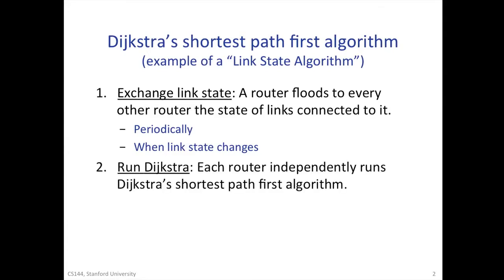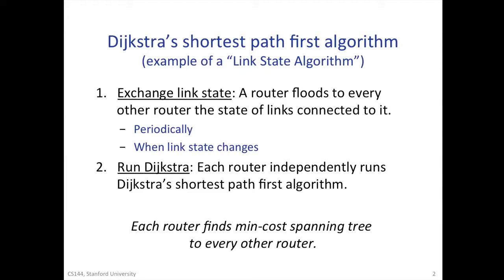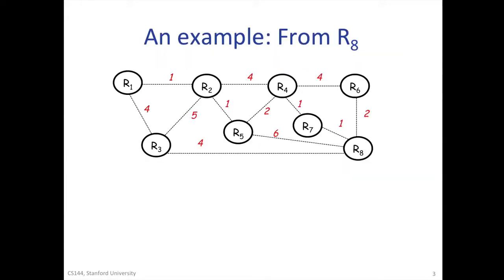And then specific to Dijkstra's algorithm, we're going to run Dijkstra's algorithm. In other words, once we've got that topology map, each router is going to independently run Dijkstra's shortest path first algorithm. If it was a different link state algorithm, then we would run a different algorithm. But because Dijkstra is so widely used, that's the example I'm going to be using here. So at the end of the day, each router finds the minimum cost spanning tree to reach every other router.